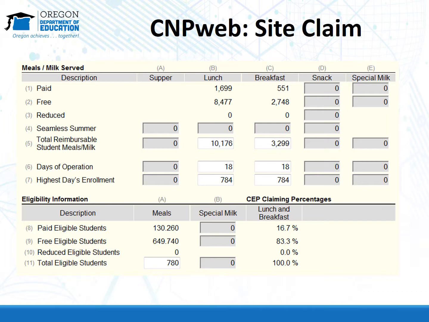For claims, sponsor will enter lunch and breakfast, Item 5, total meals, Item 6, days of operation, Item 7, highest days enrollment, Item 11, total eligible students. The total meals served in Item 5 may not exceed the number of days of operation times highest days enrollment. The claiming percentage from the site information sheet is used to fill in the information for Item 8, paid eligible, and Item 9, free eligible.